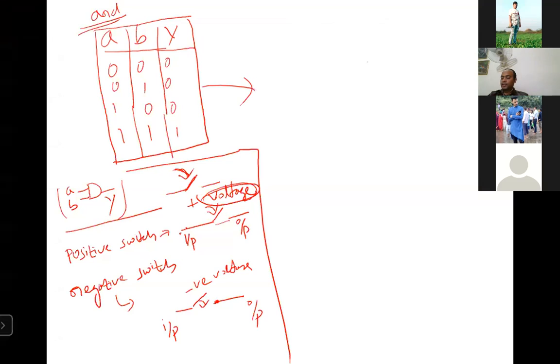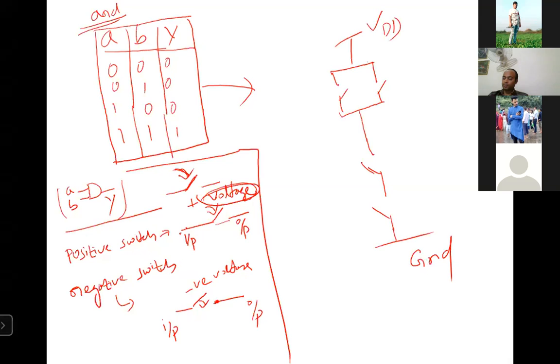So to design this AND gate, what I'll do is connect the switches like this. It may look a little bit complex, but actually it is not complex. Since I am representing it in a different way, that's why it is looking like this. So this is my source VDD or power supply. This is my ground, GND.